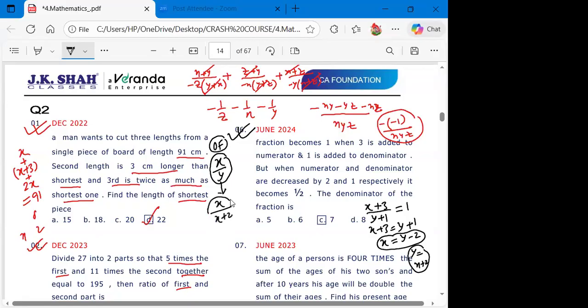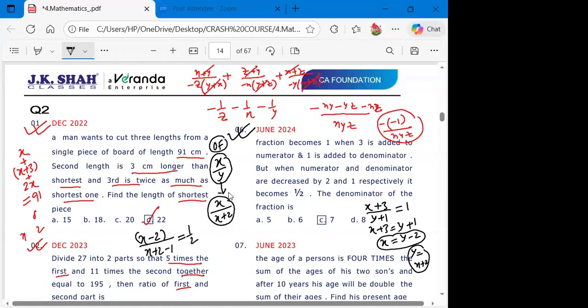If y is x plus 2, so what is my fraction? X divided by x plus 2. Understood? Now, they are saying that when numerator and denominator are decreased by 2 and 1, so sir, numerator is what? X minus 2. Denominator is what? X plus 2 minus 1. It becomes how much? 1 by 2.